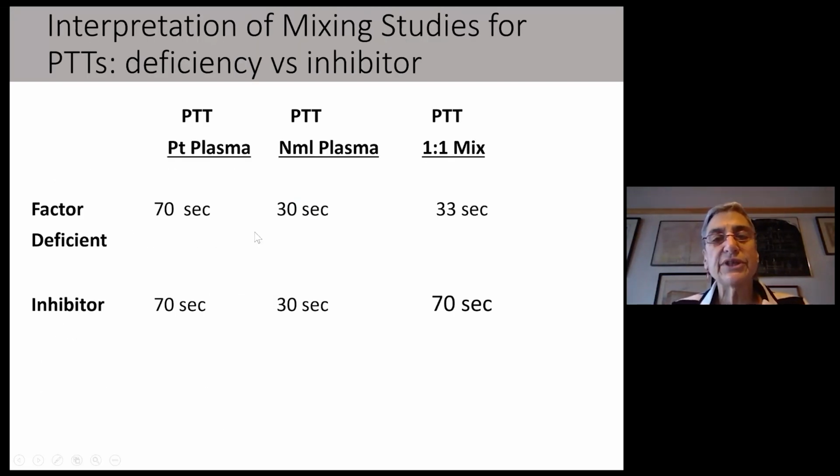So the mixing study is really the most important test for distinguishing factor deficiency from inhibitors, and should be the first test that you move to if you are trying to evaluate why someone has an elevated PTT. This is just an example showing you what you can expect from mixing, one-to-one, the patient's plasma with normal plasma. If the patient has a PTT of 70, and has an inhibitor or is factor deficient, it'll be 70. You can't tell from looking at the patient which one of those things is true. The same is true with normal plasma. It will again be normal.